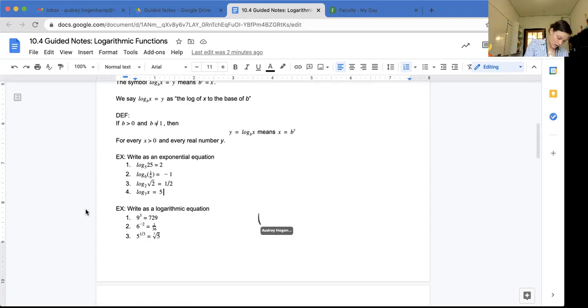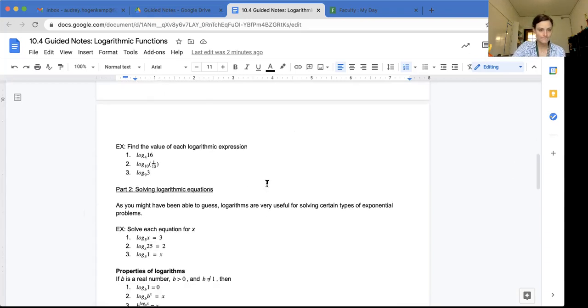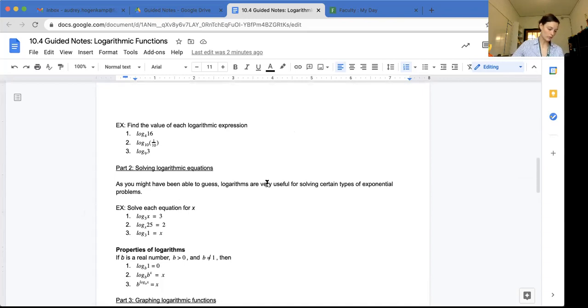That means that the log base 5 of the cube root of 5 is equal to 1/3, which will be 5 to the 1/3 equals the cube root of 5, which again, we know to be true. So hopefully you can see it's pretty easy to switch between logarithmic and exponential notation. All right, now in our example 3, we are finding the value of each logarithmic expression.